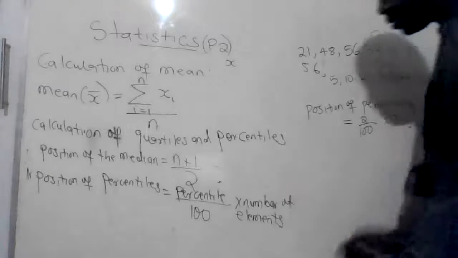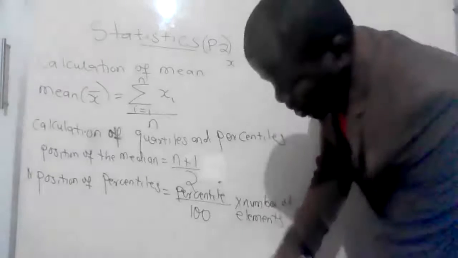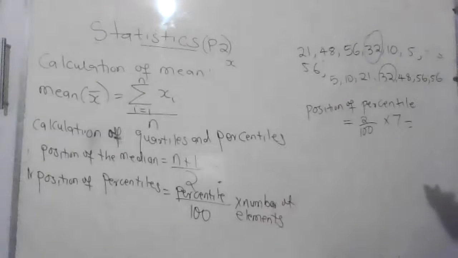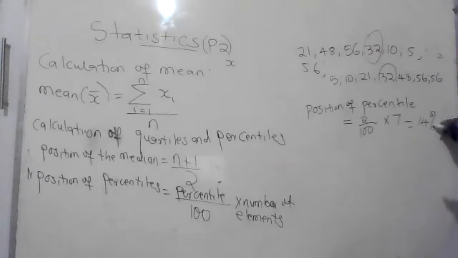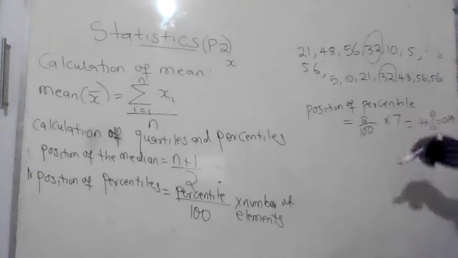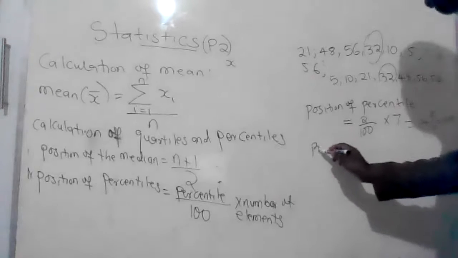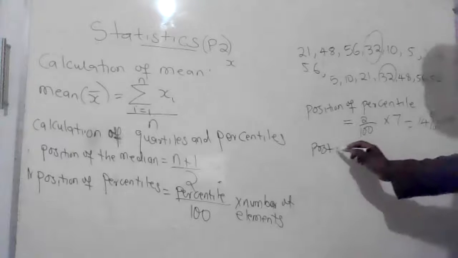So let's see what value we have for this specific question. We're going to have 2 divided by 100 multiplied by 7. That is going to be 14%. So that is our position of a percentile, which you can also write as 0.14. It's the same thing.